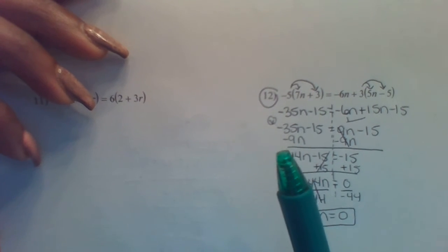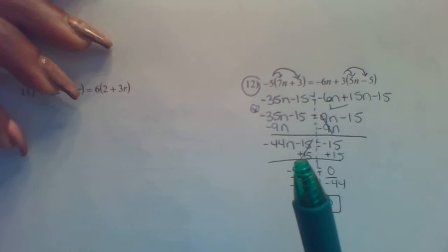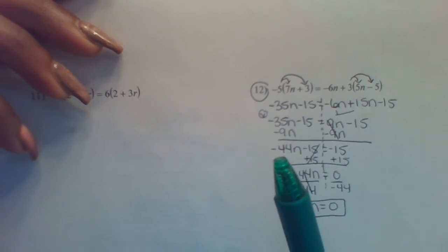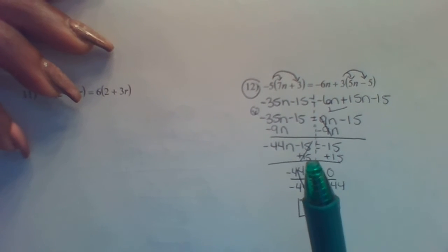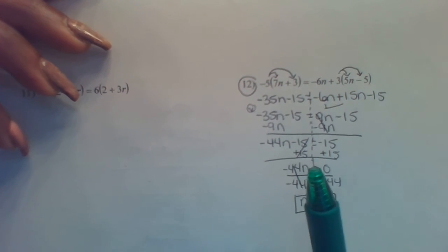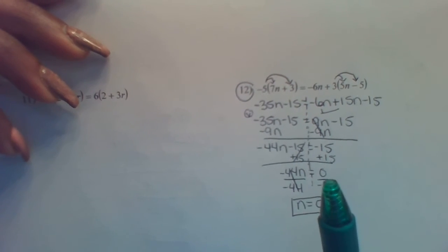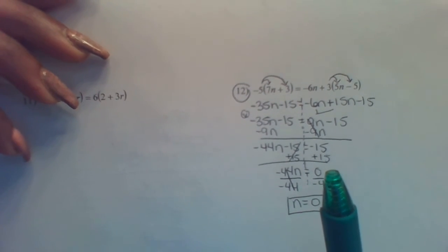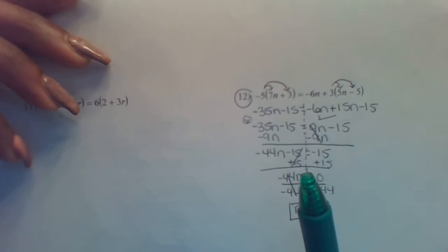On this side, negative 35n minus 9n gets us negative 44n. And this just came down because there was nothing to combine it with. We need to remove anything without a variable from this side. So we're going to add 15 to both sides. So that gets us negative 44n equals 0. Negative 15 plus 15 does equal 0. It technically does cancel, but because there's nothing over here, we need to put this 0. Make sure you put this 0.